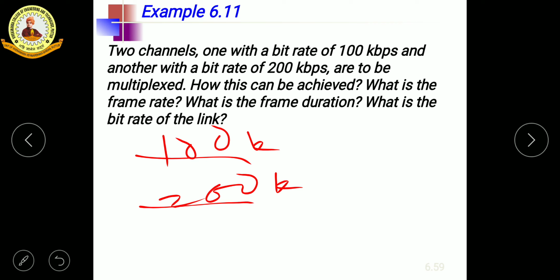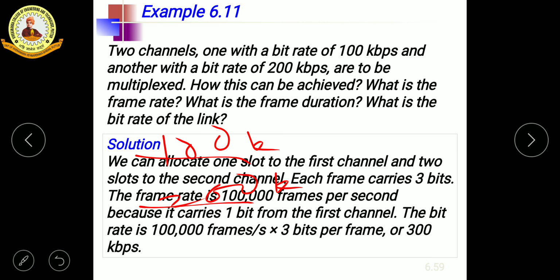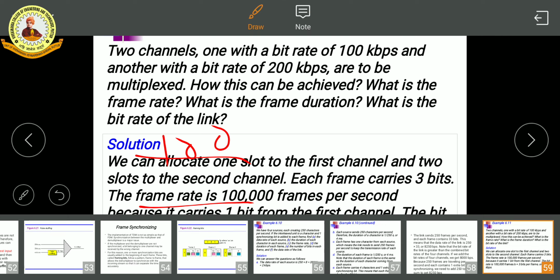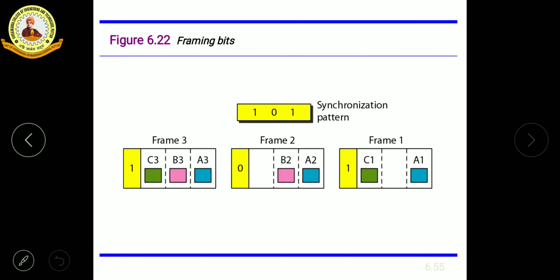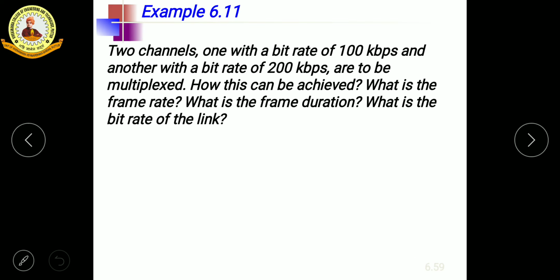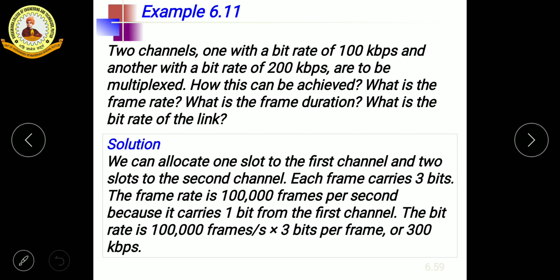Here we have to make use of one of the 3 data rate management techniques that we have learned. How this can be achieved, we have to answer first. Then what is the frame rate, what is the frame duration, and what is the bit rate of the link, we have to answer. I think you will solve this, because we have learned 3 data rate management techniques. Tell me which one is best suited for this, and find out the answer. The solution is also given in the slides shared to you. Check there, or solve it and check your answers.